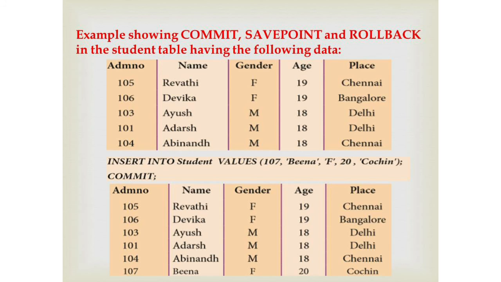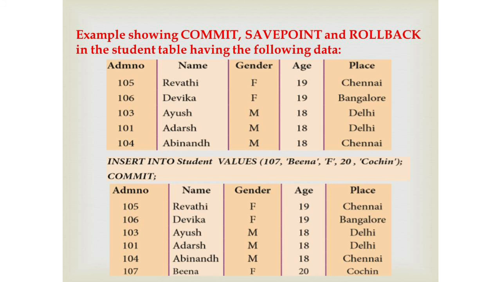Okay, look at the student table which has the data: admission number, name, gender, age, place. These are the records. 105 Revati, female, 19, Chennai, 106 Devika. Okay, this is the student table. Now you are going to insert one record.